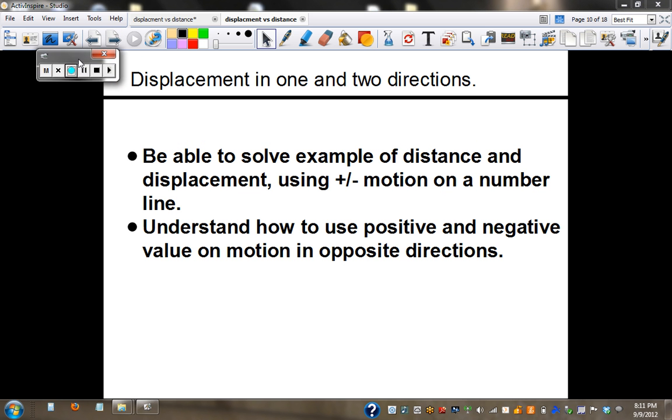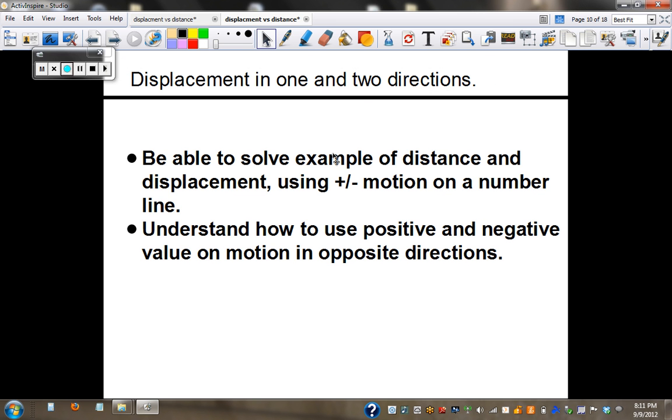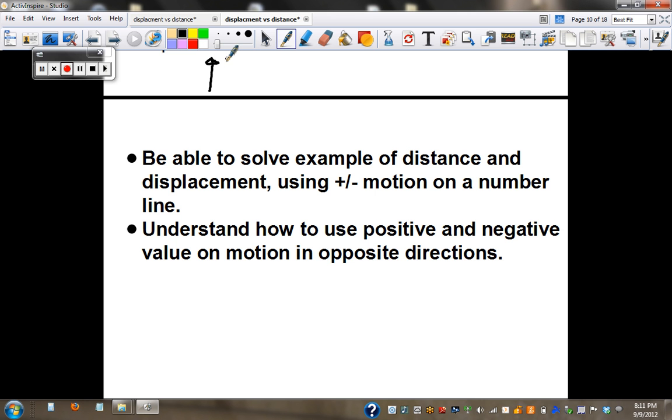Alright, so this is displacement in one dimension. And you'll be solving examples of distance and displacement using plus or negative motion on a number line. So when I say one dimension, I mean moving north and then south, or moving east and then west. But it's only in one dimension, always up and down, always left or right.